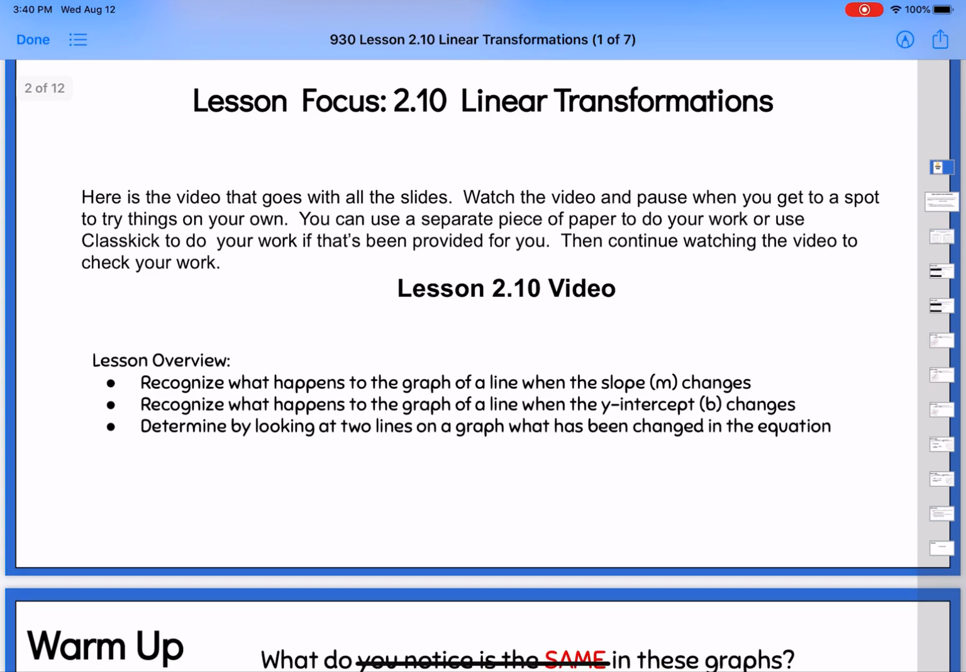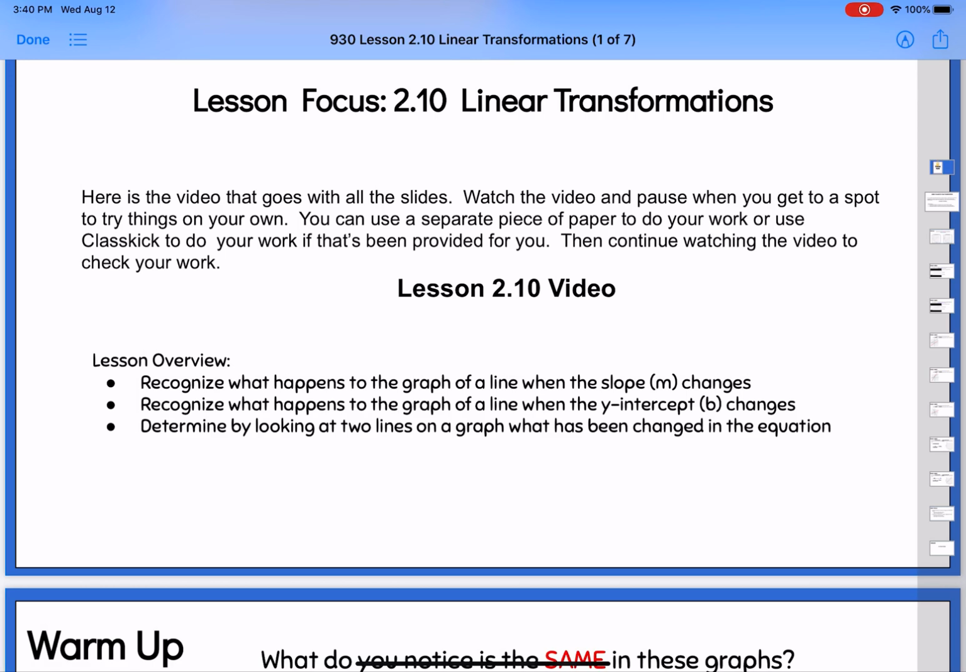So that's a fancy word for just saying what happens when we change part of the equation and how does it affect the graph. So we're going to recognize what happens to the graph when the slope changes, the m in an equation, and what happens to the graph when the y-intercept changes, the b in the equation.